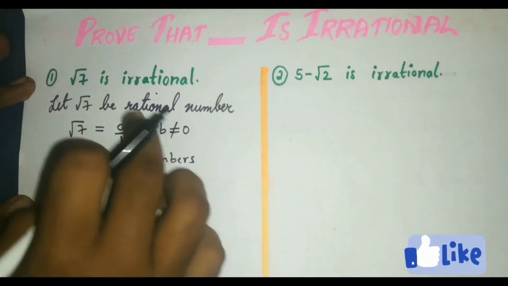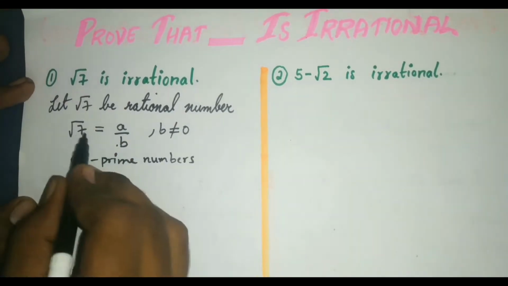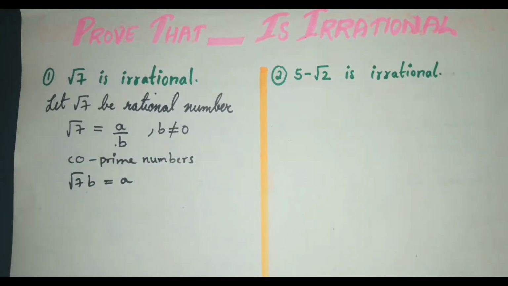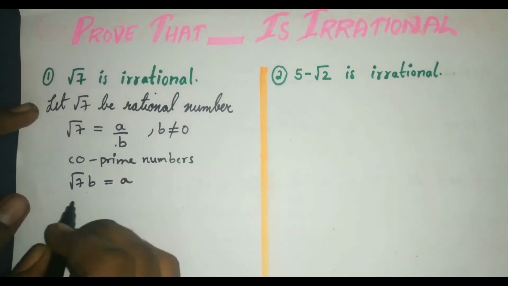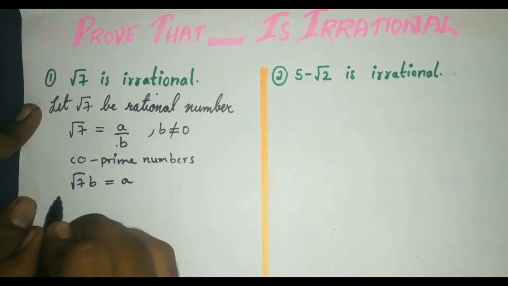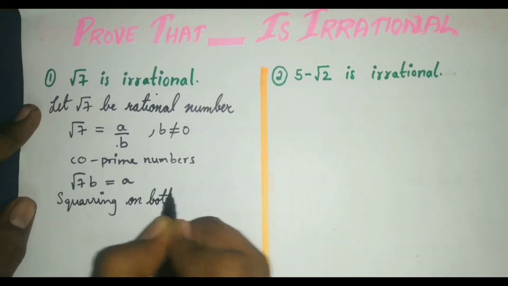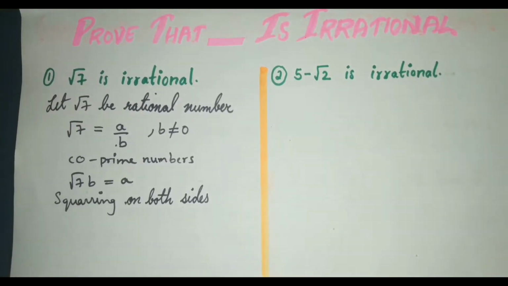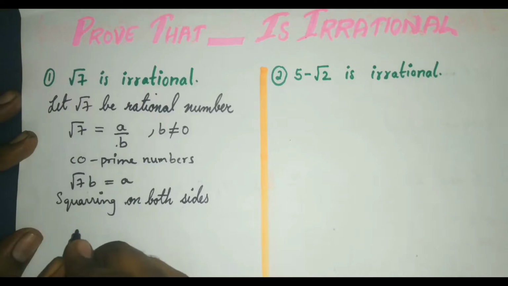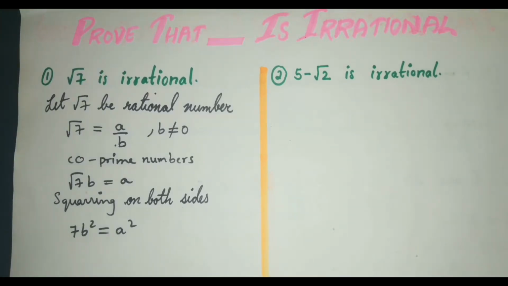Now root 7 is in the form of a by b, because we have assumed that root 7 is a rational number. Now just rearrange this. We can take this b to the other side, so root 7 b equals a. Now what you have to do is square on both sides. When you square, root 7 becomes 7, and b becomes b square. So we can write it as 7b square equals a square.